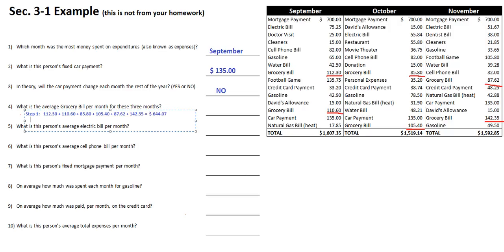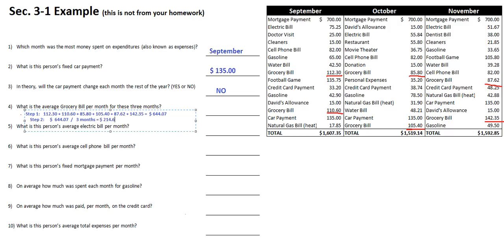$644.07. Now be careful, that is not our final answer, because whenever you try and find the average, you have to do a second step. You take that 644.07 and you have to divide it by a number. Now, I want you to be very careful here. Some of you might think that we're going to divide it by the number 6. I'm sorry, but you're wrong. The question is asking, what is the average grocery bill per month? How many months are we looking at? We're looking at 3. So that's why we're going to divide it by 3.